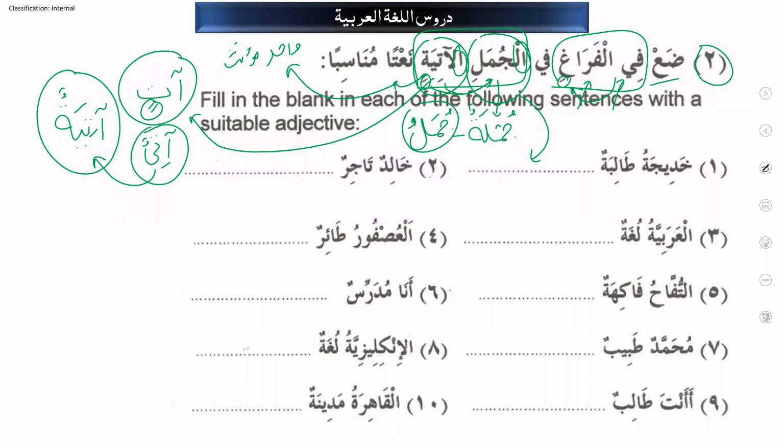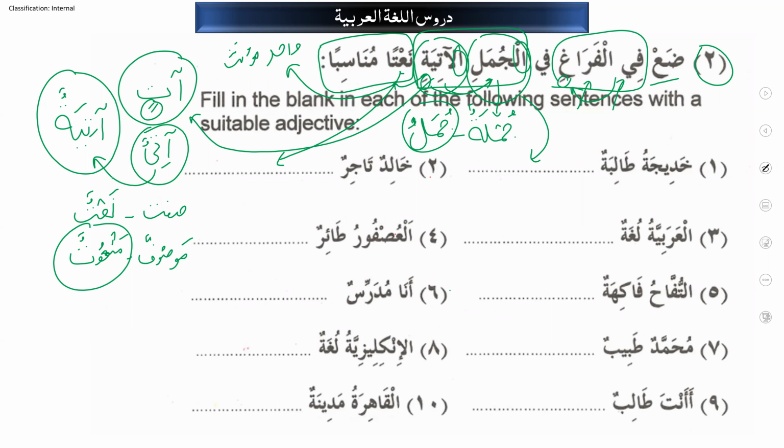Now next, na'atan munasiban. This is also murakkab tawsifi. Na'at in Arabic. So in Arabic, there are two terminologies. Siftun is also called in Arabic na'atun. And mawsufun in Arabic is man'utun. So in Arabic, both names are available. Both names are used. So here he is saying, put in the blanks in the coming sentences, na'atan munasiban.